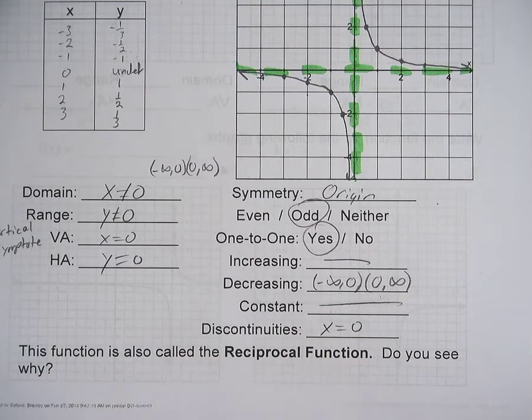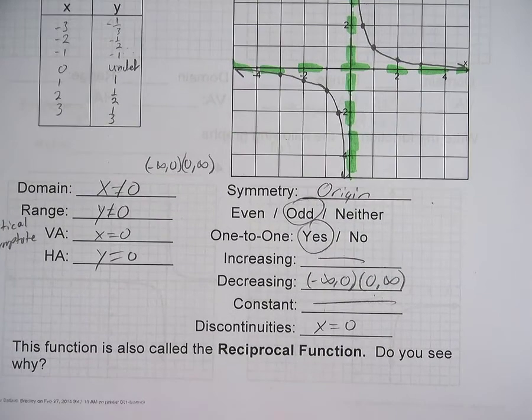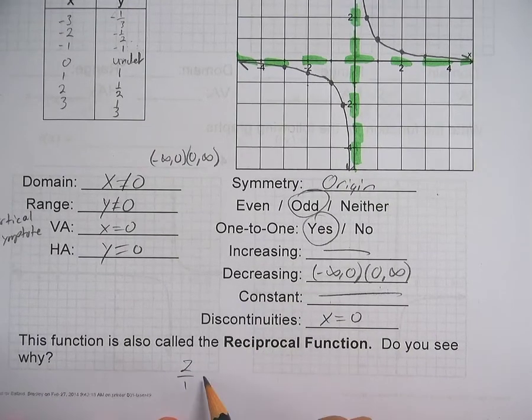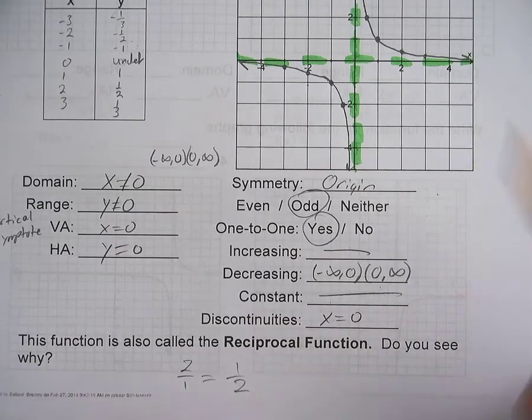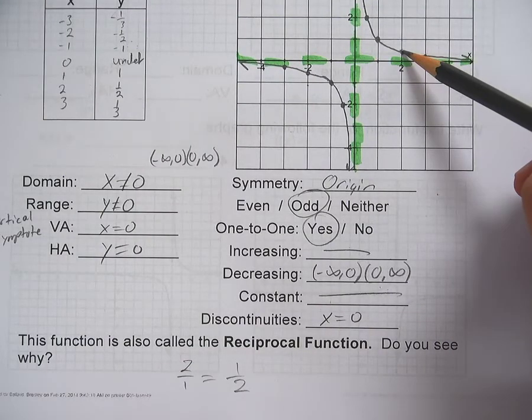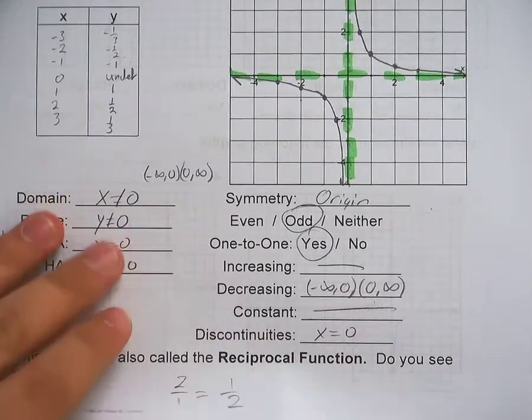All right? This function is also called the reciprocal function. Do you see why? A reciprocal is when you flip a fraction. Like if you have the fraction 2 over 1, which you know is just the number 2, and you flip it, you get 1/2. So see, there's a little bit of order to this madness here.